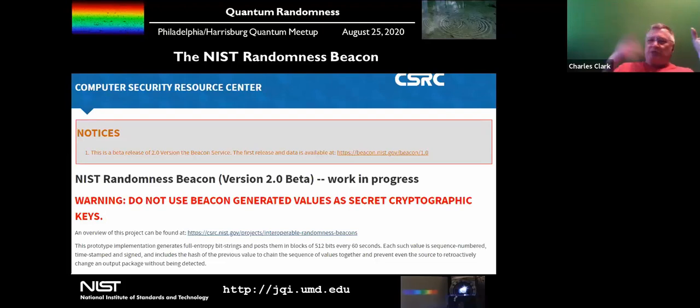The other is, and now I'm speaking completely hypothetically here, that it is completely phony, and this is a mechanism for disseminating one-time pads to American spies around the world who are just downloading these one-time pads and violating this warning in red: do not use beacon-generated values as secret cryptographic keys. Or it could be to distract North Korean intelligence into trying to figure out what the real purpose is. I'm just kidding about that other stuff.